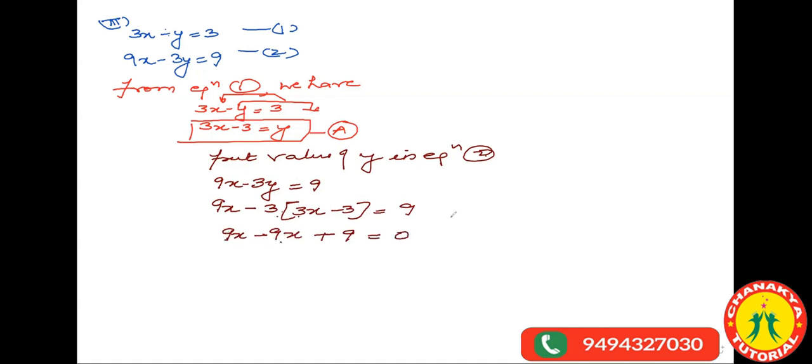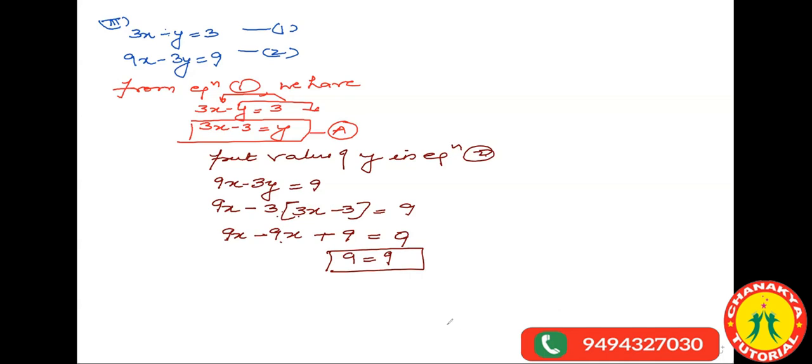9x minus 9x is 0. So it will be 9 is equal to 9. Right, beta? So it means the statement is true for all values of y. We did not get a specific value. Right? Like terms cancel on both sides.